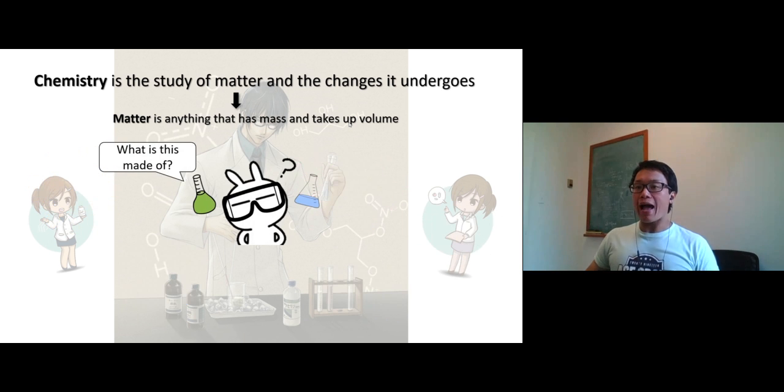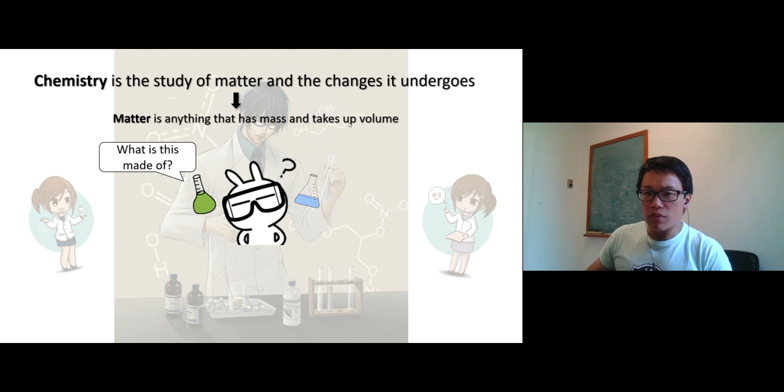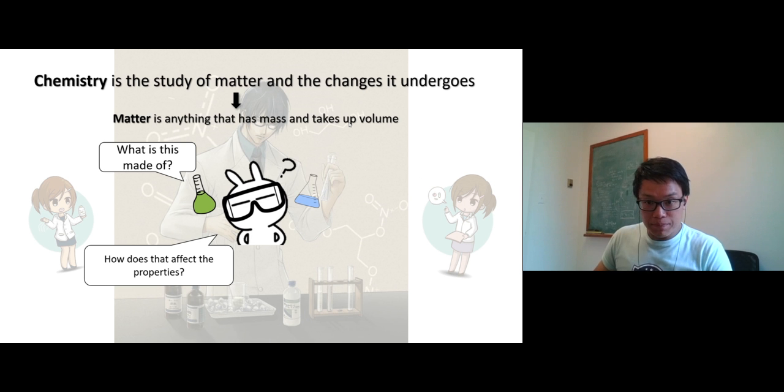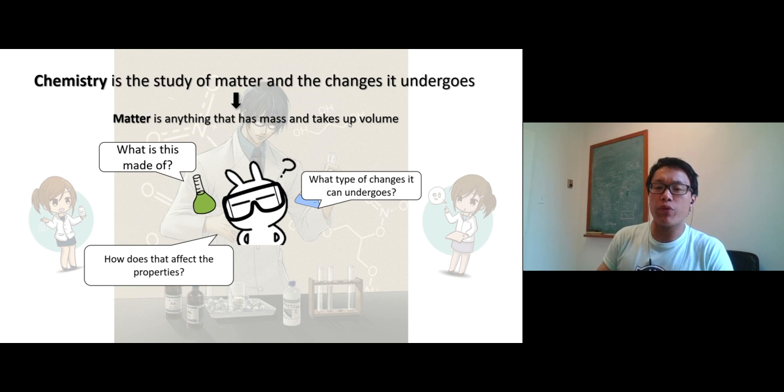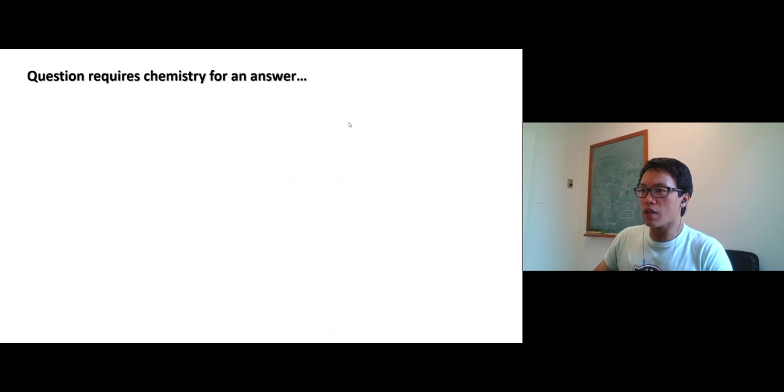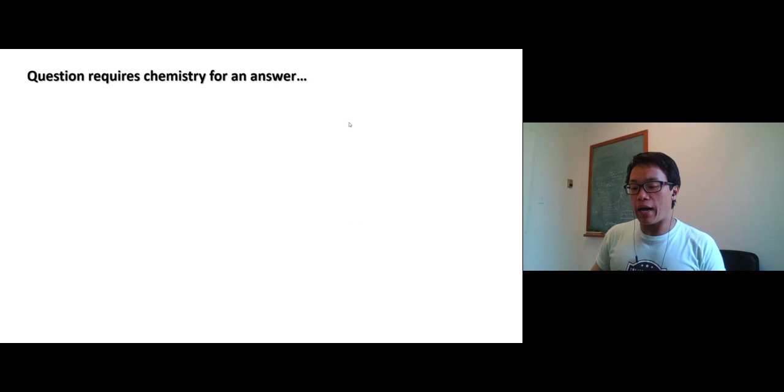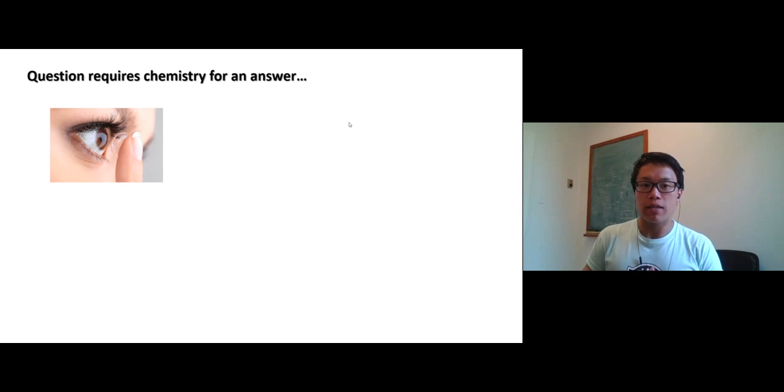And the question that chemists usually ask is, one, what is it made of, the composition, the property of it, and what can we do with it chemically, the type of changes it can undergo. All right. I'll give you some examples of something that requires chemistry to answer. Let's talk about the property of the lens in your eyes. If you're not familiar with it, just imagine your contact lens. Okay, what's the property of a contact lens? I'll give you some examples.